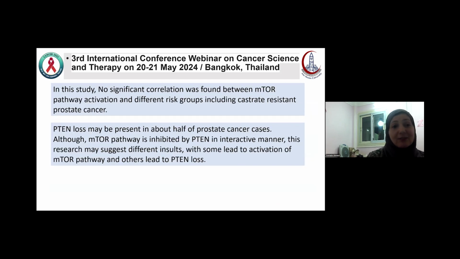As we didn't find a significant correlation between the activation of these pathways and castrate-resistant prostate cancer, what is the target therapy that is best used for castrate-resistant prostate cancer? Our study cannot determine which is the best one to be used as a target therapy in castrate-resistant prostate cancer. As I said, also as in PTEN loss, we didn't find a correlation between PTEN loss and the mTOR activation pathway.